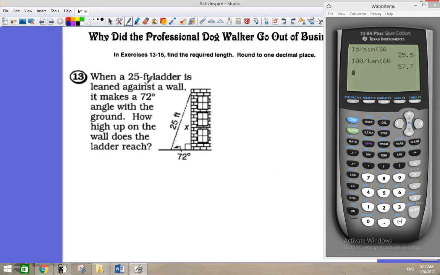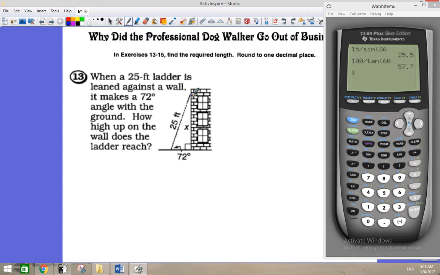You have a 25-foot ladder, so the dashed line there is representing the ladder. It's leaned against a wall, so you can see this is representing a building, and this is the wall. It makes a 72 degree angle with the ground. So you do assume that you don't have the Leaning Tower of Pisa, that the building and the ground are square, that you have a right angle there. You want this 25-foot ladder at 72 degrees, how high up on the building will it reach?